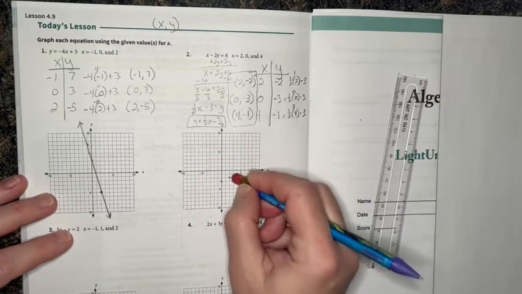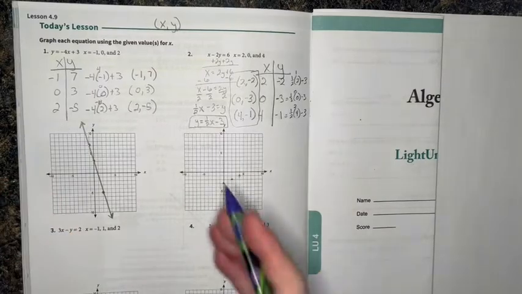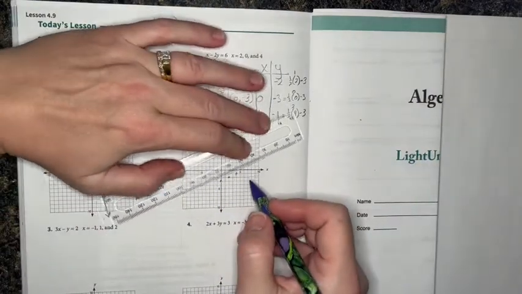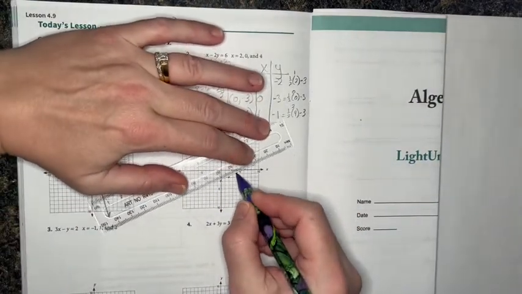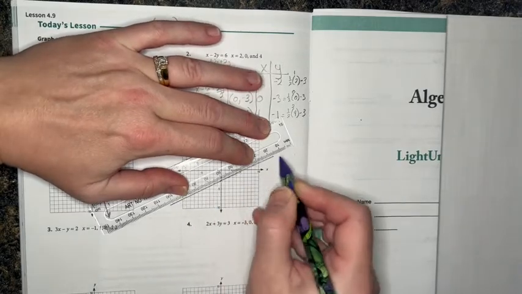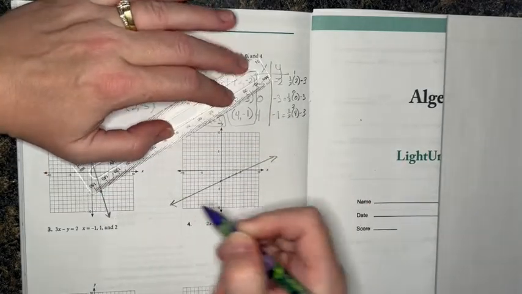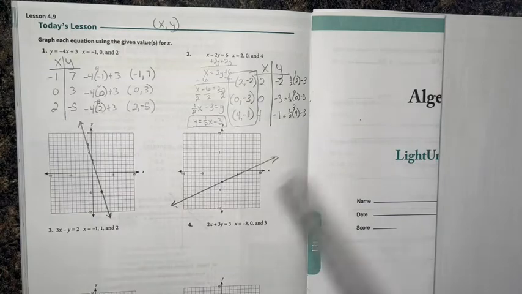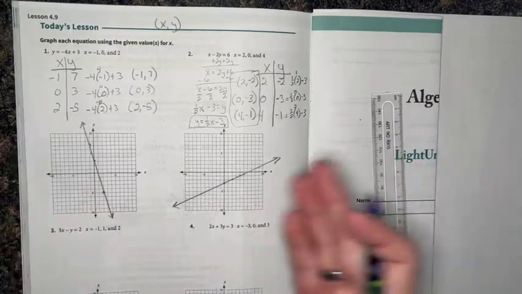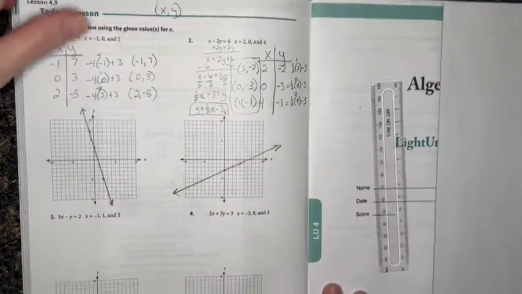These are kind of all in a little row, right? We're going to pull out our ruler, draw our line, and I usually draw my lines going past the coordinate plane to show that this line goes on and on forever.